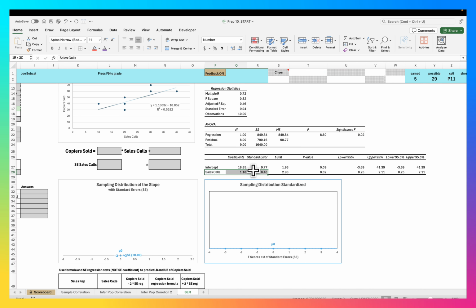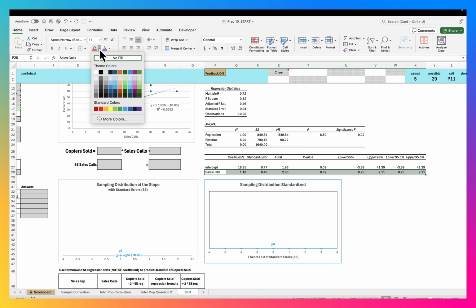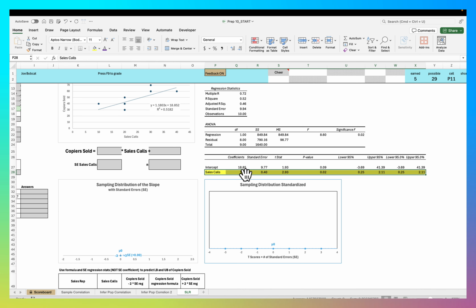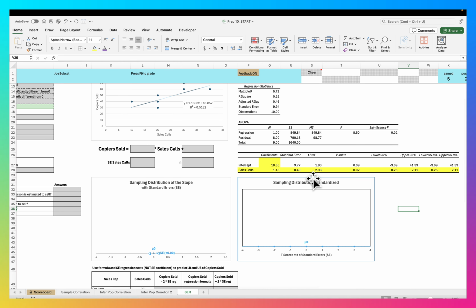And then this line is the line of tremendous interest to us. In fact, I'm even going to highlight it. You don't have to. Highlight it in yellow. And I'm also going to highlight this value because this is also of a lot of interest to us. So why is it of interest? Because this is the independent variable, sales calls, right? It's what's on the x-axis. Notice that the dependent variable, copiers sold, is not mentioned anywhere in the regression statistics, which is kind of annoying, but it is what's being predicted.